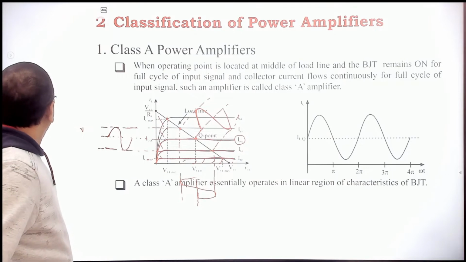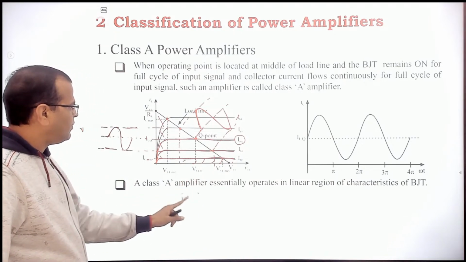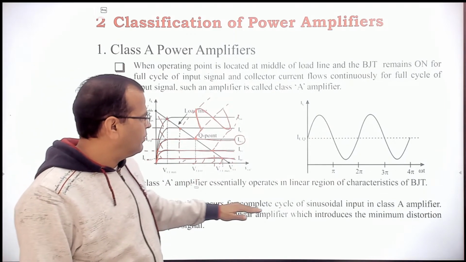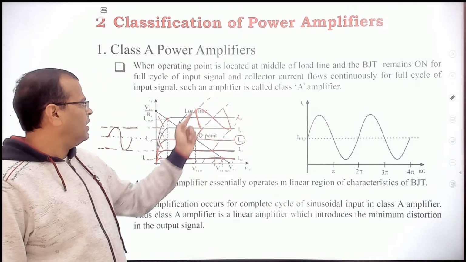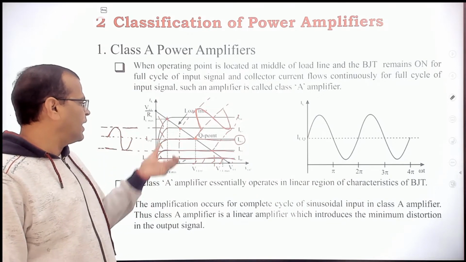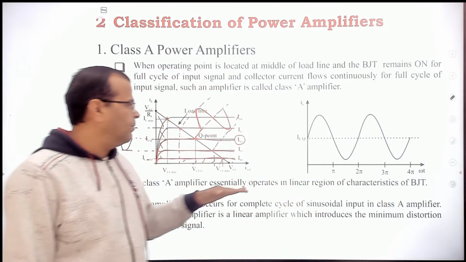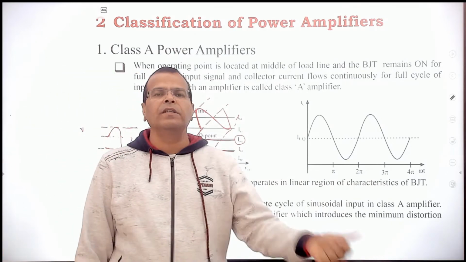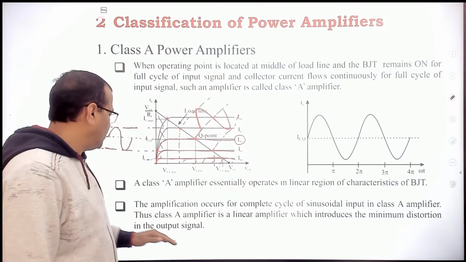So that is the point you need to remember, right? Now let us see the point. The amplification occurs for the complete cycle of sinusoidal input. So this is the sinusoidal input based current, and this current is also an amplified version for the full cycle. So amplification occurs for the complete cycle of sinusoidal input in class A amplifier. Thus class A amplifier is a linear amplifier which introduces minimum distortion in the output signal.